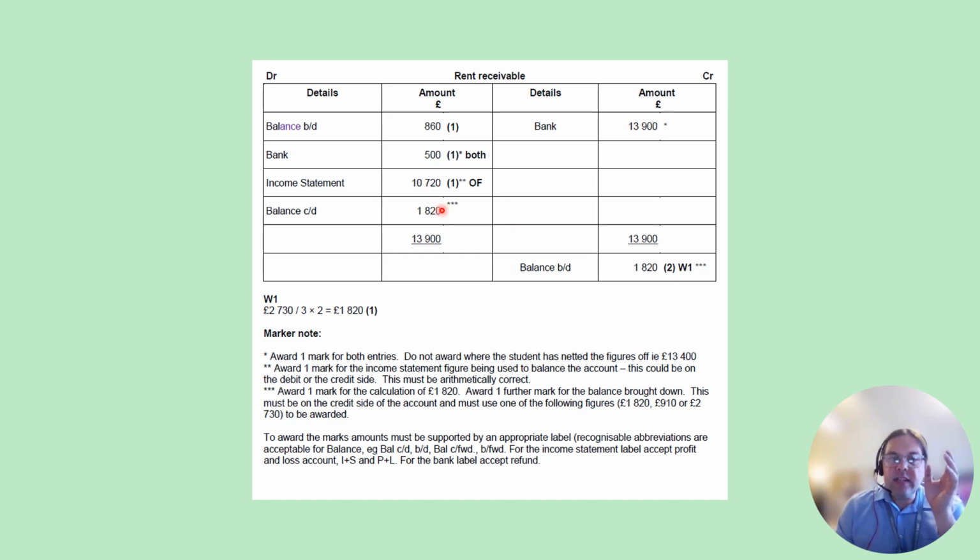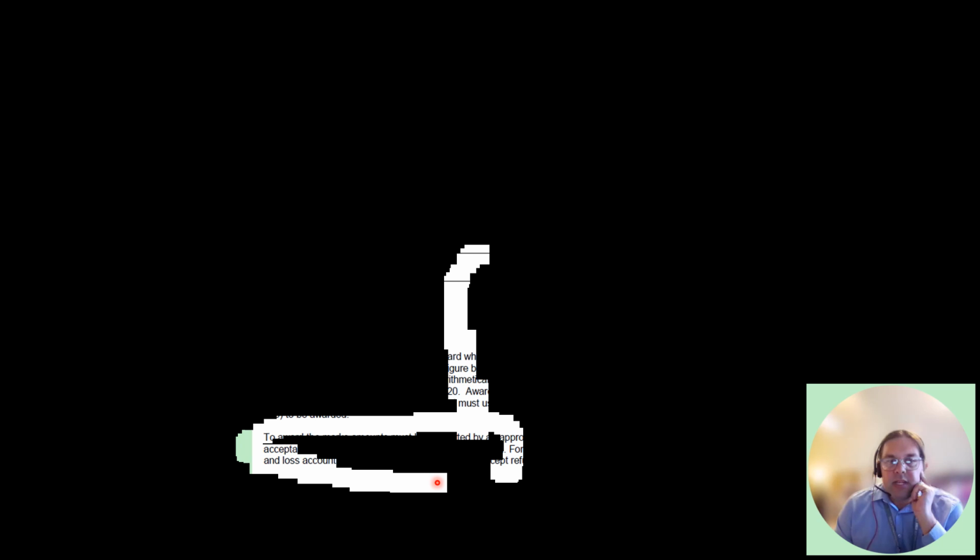The balancing figure, the income statement, 10,720. It's got to be on the debit. It goes on the credit side of the income statement, but it is a balancing figure. So often, like we've said previously, if it's mathematically correct and it balances into the account, you'd still get the mark. We've got here about the labeling. You could put BAL instead of balance and IS instead of income statement. But that is how you'd gain the 5 marks for this particular question. So good luck.